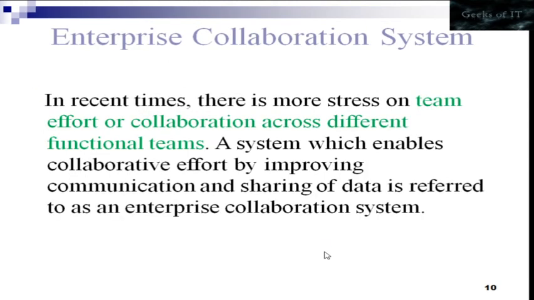Third type of information system is enterprise collaboration system. Enterprise collaboration systems are used in organizations where there is more stress on team effort or collaboration across different functional teams. A system which enables collaboration across different functional teams by improving communication and sharing of data is referred to as an enterprise collaboration system.